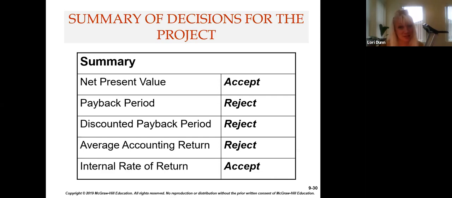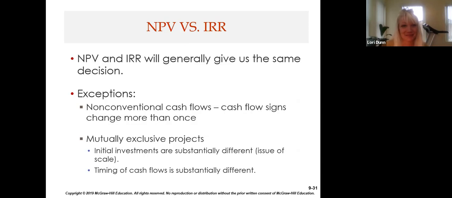So we probably know what we should be using when we're trying to make a decision. Net present value and internal rate of return are your key ones. The other ones are okay for minor decisions, very short term, quick decisions. But with Excel now, they're all quick.